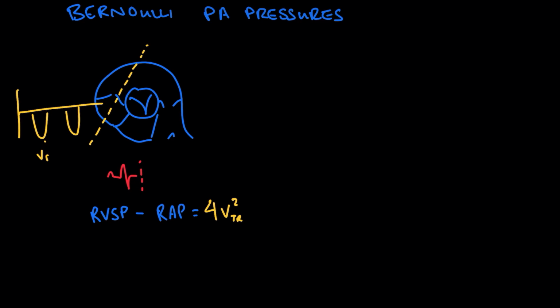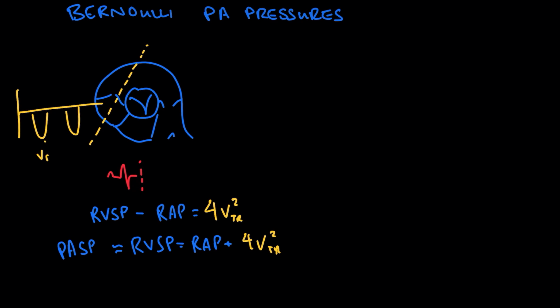And so thus our right ventricular systolic pressure equals right atrial pressure plus 4 times our velocity of tricuspid regurgitation squared. Now, if there is not a stiff pulmonic valve, then this is probably equal to our pulmonary artery systolic pressure. If the valve is stiff, then this is not true.